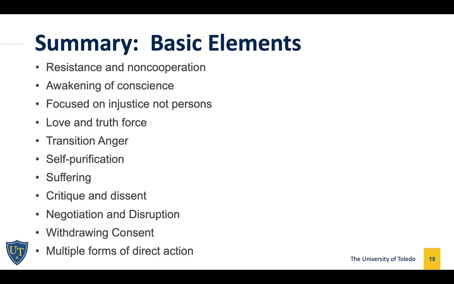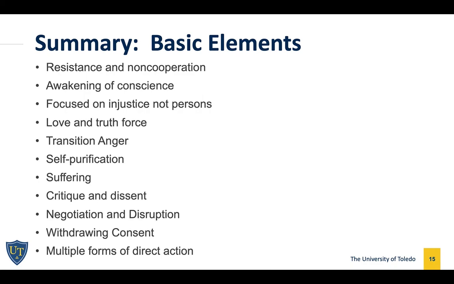In summary, the basic elements of nonviolent resistance to injustice include resistance and non-cooperation, awakening of conscience, one's moral sensibility. It's focused on injustice, not persons. It relies on the forces of love and truth. It engages transition anger. It relies on self-purification and critical self-examination. It utilizes the power of suffering. It promotes critique and dissent. It engages in disruption in order to facilitate negotiation.